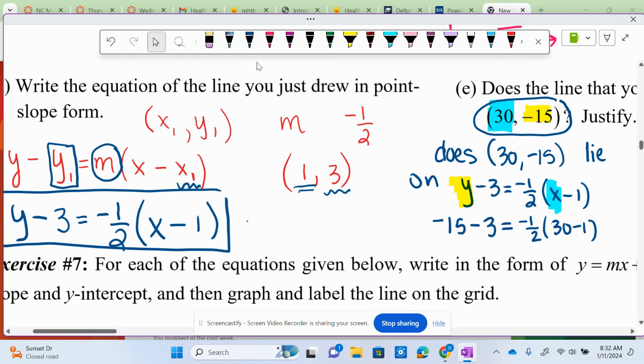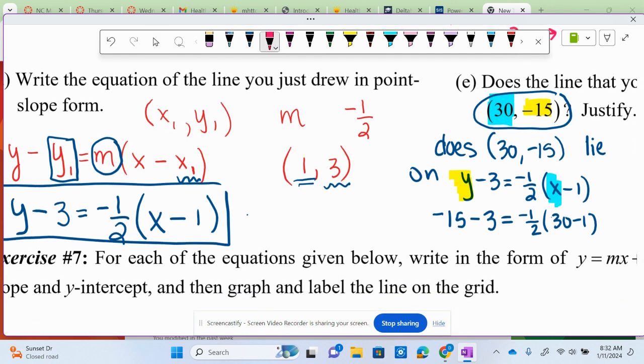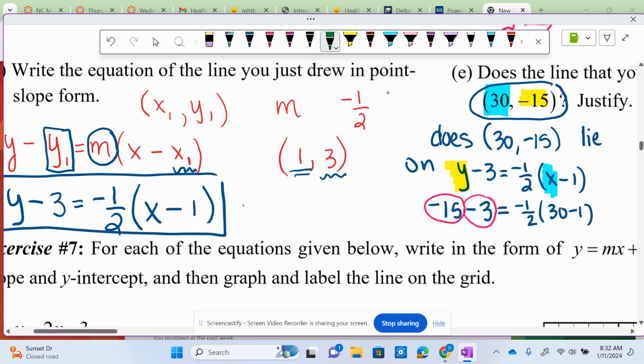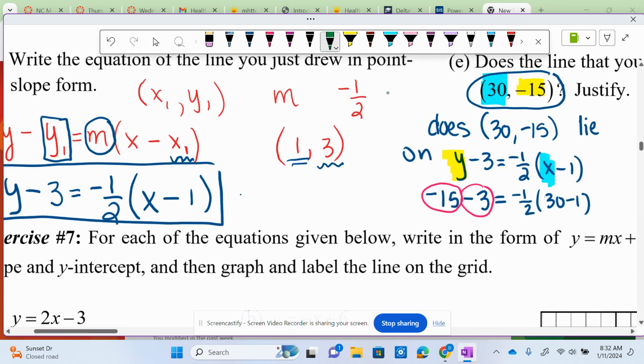All right. So what is negative 15 and negative 3? Remember yesterday, when I look at integers, I just kind of circle them and say to myself, are the signs the same or are they different? They're the same. So if the signs are the same, I'm just going to add those two numbers together and keep the sign. Negative 15 and negative 3, negative 18. Good job. Does negative 18 equal, what's 30 minus 1? 29. What's half of 29?